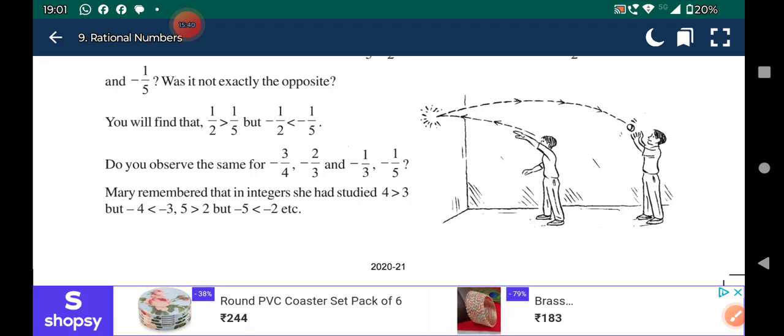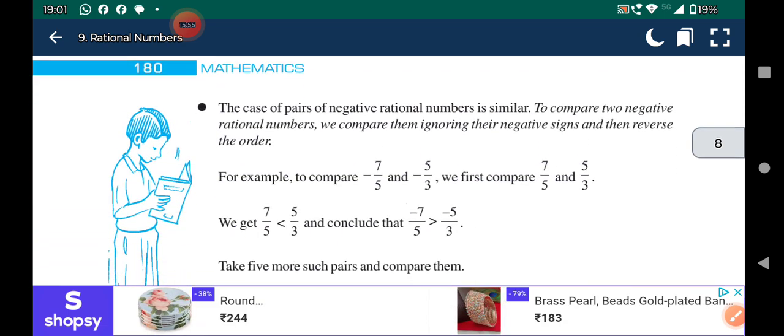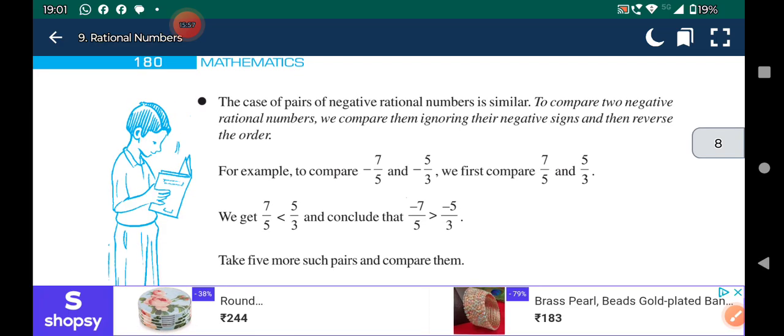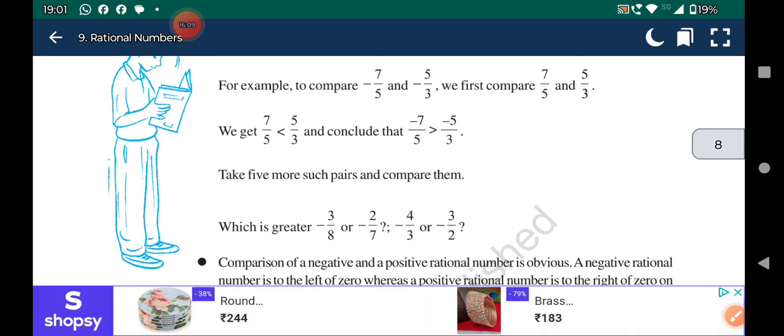Mary remembered that in the integers she had studied, 4 is greater than 3, but minus 4 is less than minus 3; 5 is greater than 2, but minus 5 is less than minus 2, etc. The case of pairs of negative rational numbers is similar. To compare two negative rational numbers, we compare them ignoring the negative signs and then reverse the order.